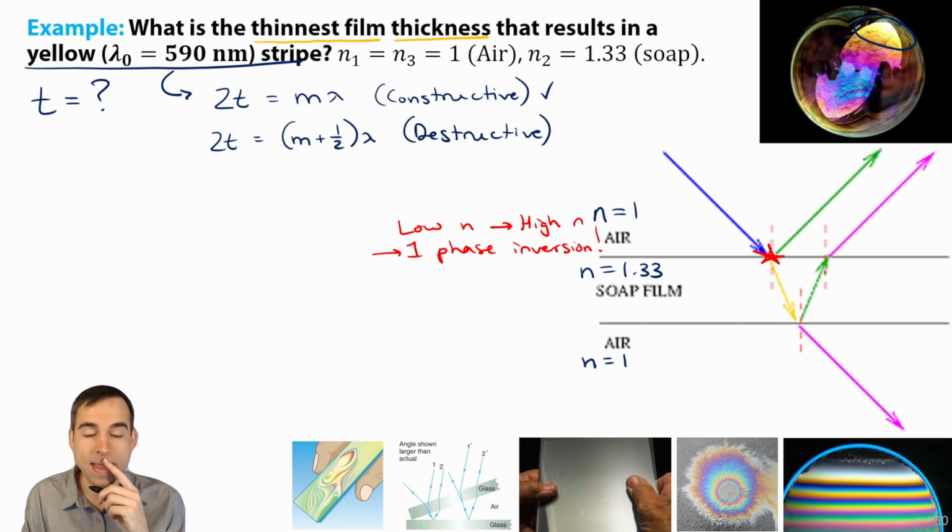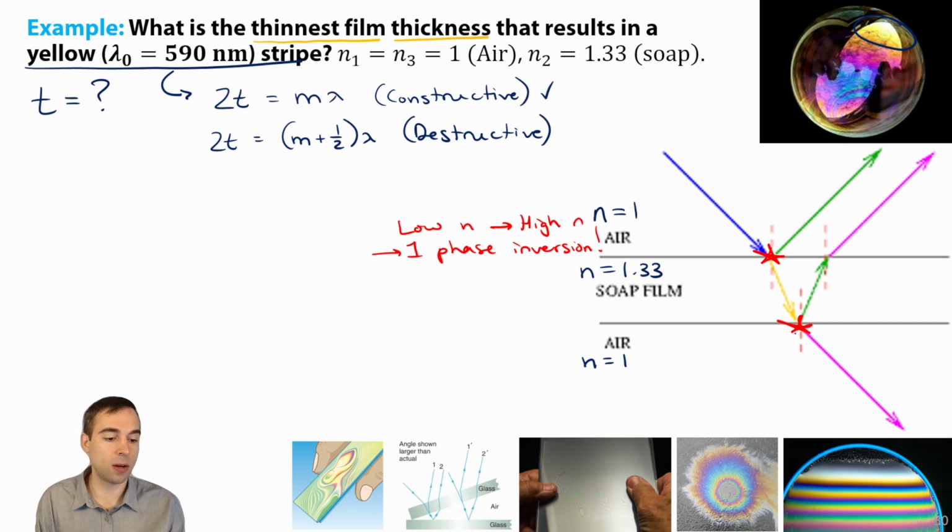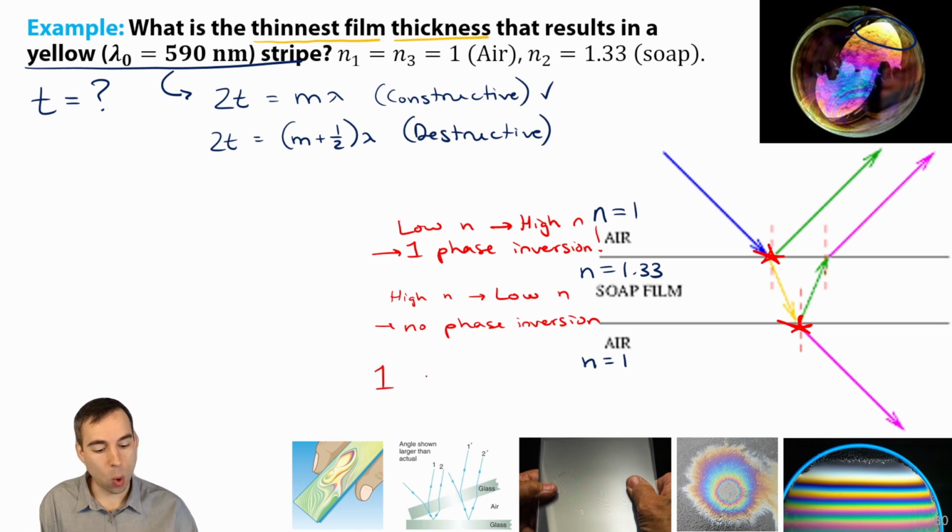Okay, now we also think about the next reflection event. Here, we got a reflection event on the bottom where we're going from high n to low n this time. We're going from 1.33 to 1, and that means that there will be no phase inversion for that reflection event. And so if I add up the total, that means I have one total phase inversion.